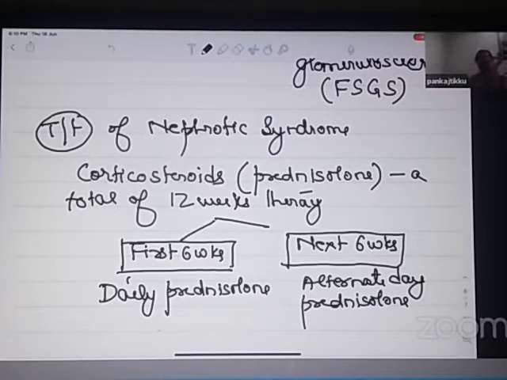So a total of 12 weeks of corticosteroid therapy is usually recommended to treat nephrotic syndrome. The first 6 weeks should be daily prednisolone, followed by alternate-day prednisolone. That is a total of 12 weeks of treatment, which is known to result in the resolution of proteinuria in the maximum number of cases.